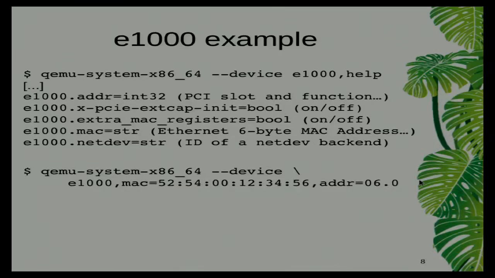Any questions? It says in the help text that address is an int32 parameter, but 06.0 is not. So the question was that address here should be an int32. Actually, that's a good question.